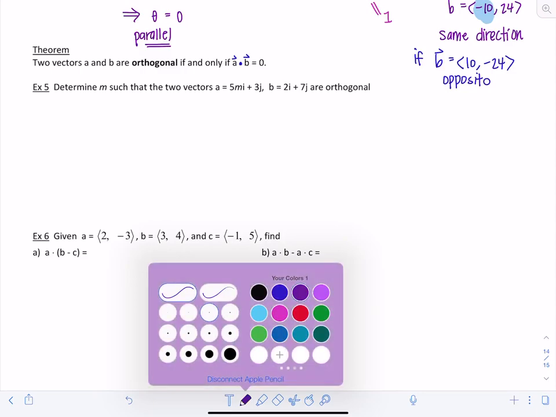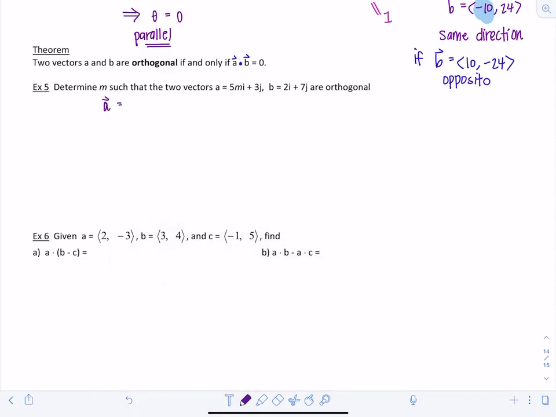So they're telling me in the problem vector A has components 5m and 3. Remember, i hat and j hat are just those unit vectors. And then vector B has components 2 and 7. And they want me to find m so that A and B are orthogonal.